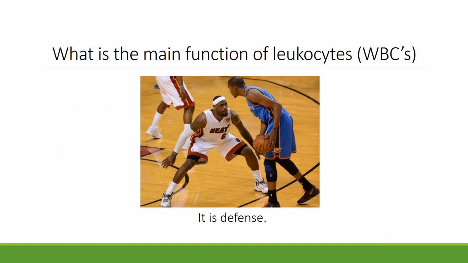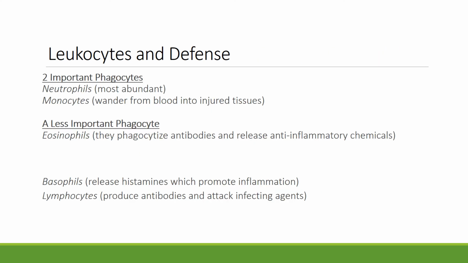Leukocytes, or white blood cells, have many functions, but their main function is defense. Here are the 5 leukocytes and the role that each plays in the defense of the body. 2 of them are very important phagocytes, or phagocytic cells. A phagocyte is a cell that protects the body by ingesting, also known as phagocytizing, harmful foreign particles like bacteria and dead or dying cells.